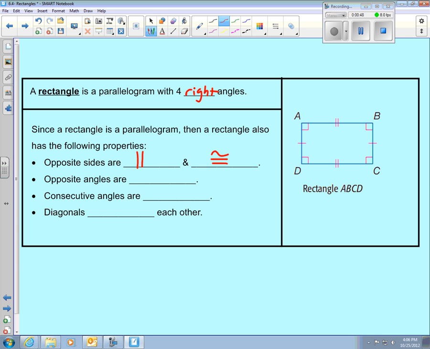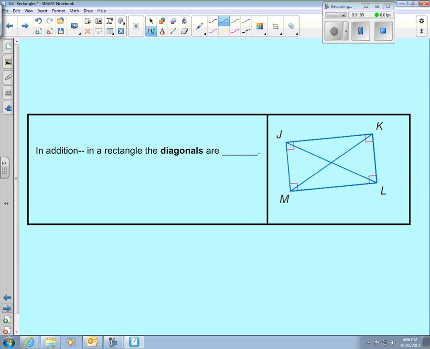Opposite angles are congruent. And consecutive angles, those are the ones right next to each other, those are supplementary. And then lastly, our diagonals bisect each other. So remember, bisect means it cuts it into 2. One last piece we're going to add with that is, in addition, in a rectangle, the diagonals are congruent.